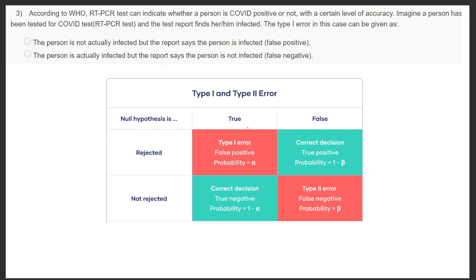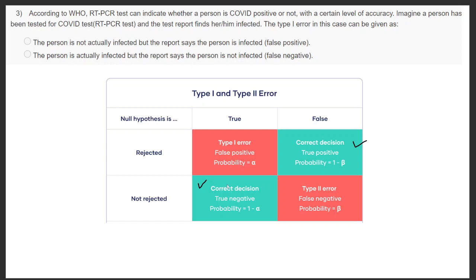Actually, the person may not have COVID, but the test will return the value true, like positive. That is a false positive. If it is negative and the actual result also came negative, it is true, sorry, it is correct. And if the person is positive, and it comes positive, that is also a correct decision.